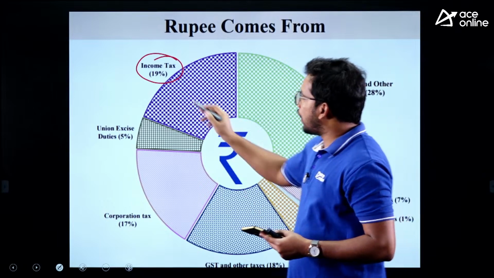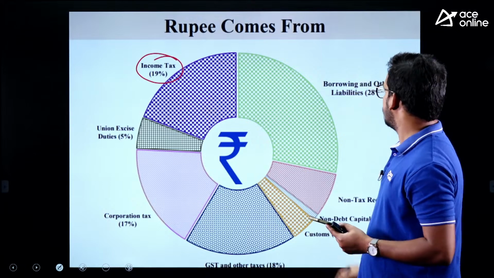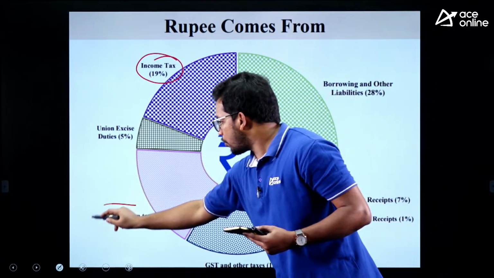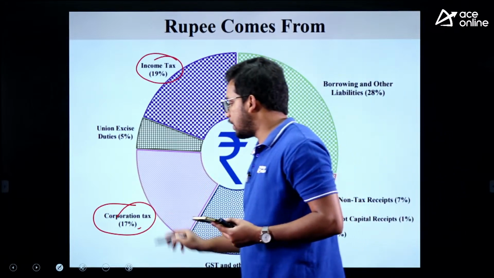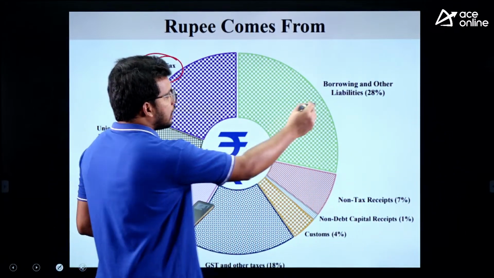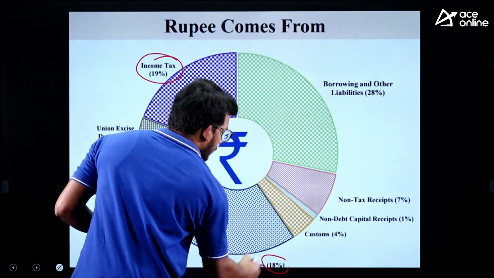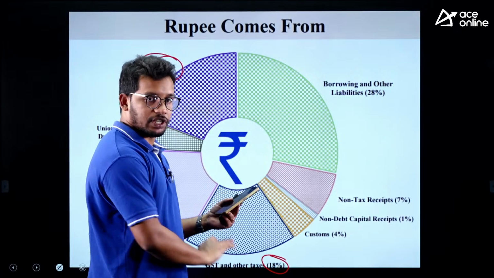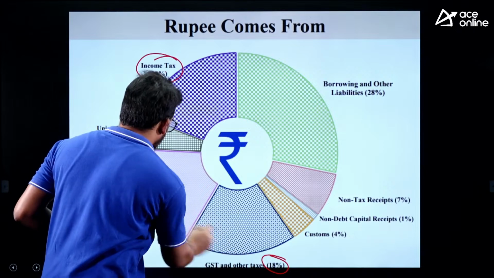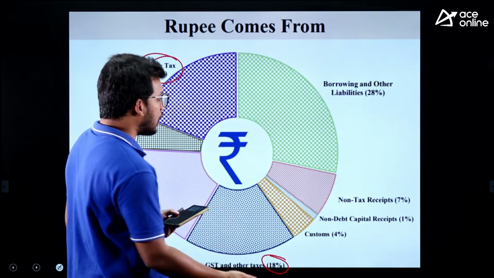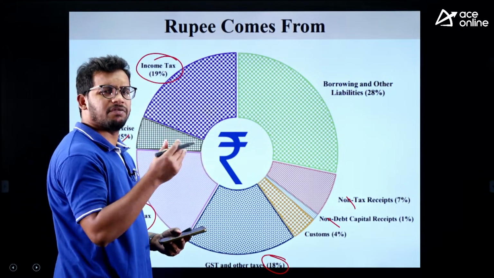Right? So 19% of the total revenue that they are getting is from income tax. Then corporate tax, the tax from companies, that is 17%. From GST, they are getting 18%. So income tax is the highest, then GST, then corporate tax. Along with that, they also have other money, customs duties and union excise duties, which are very small.